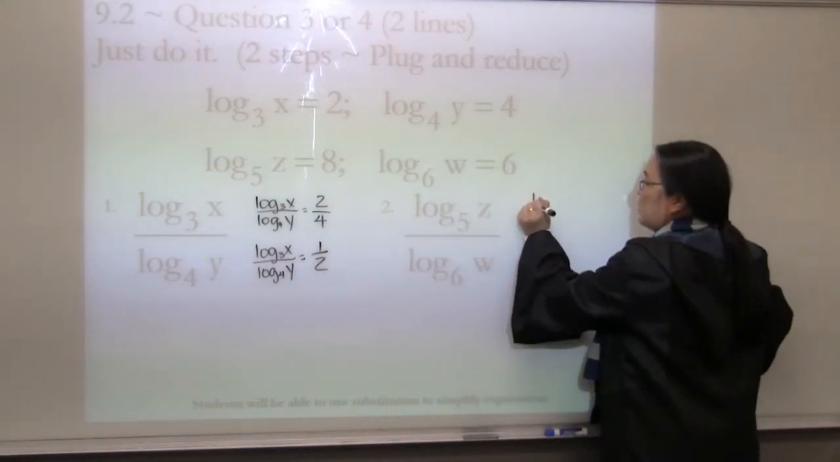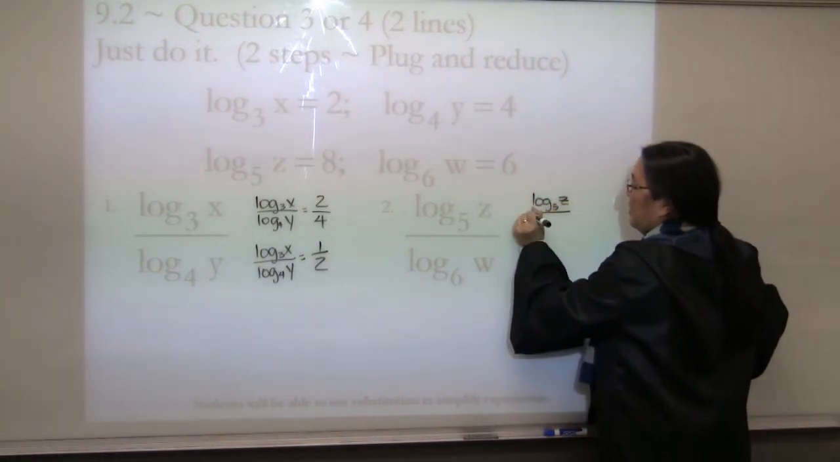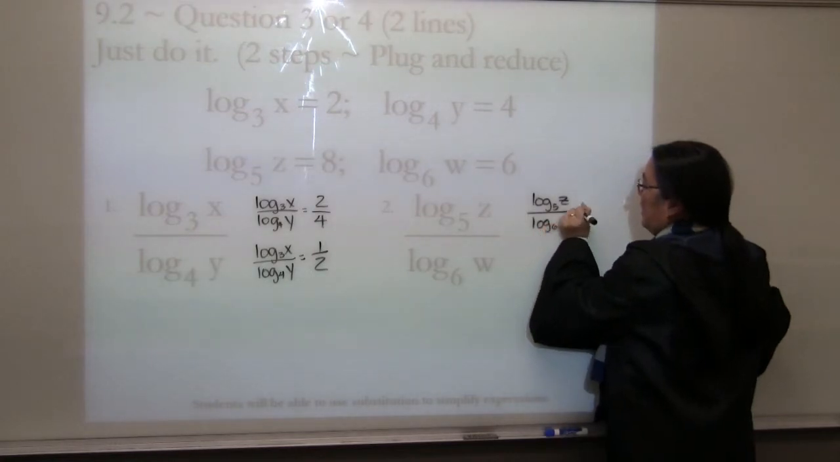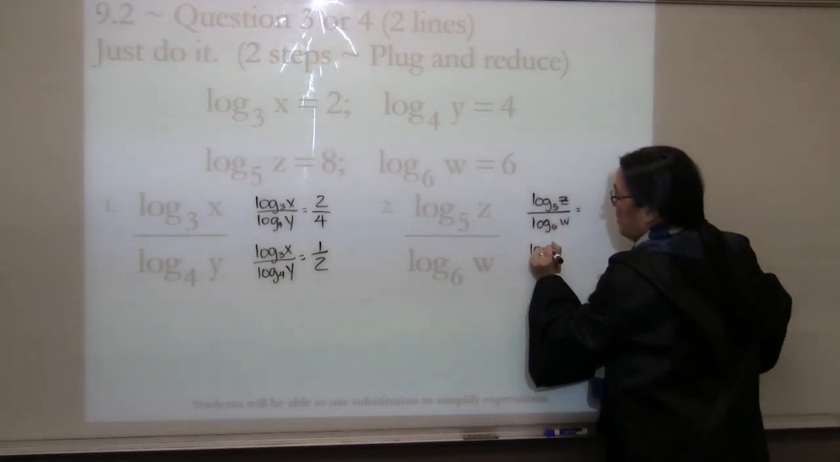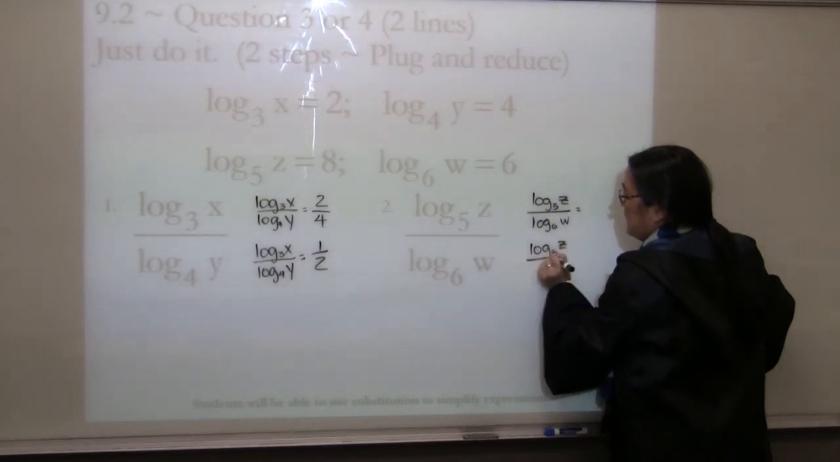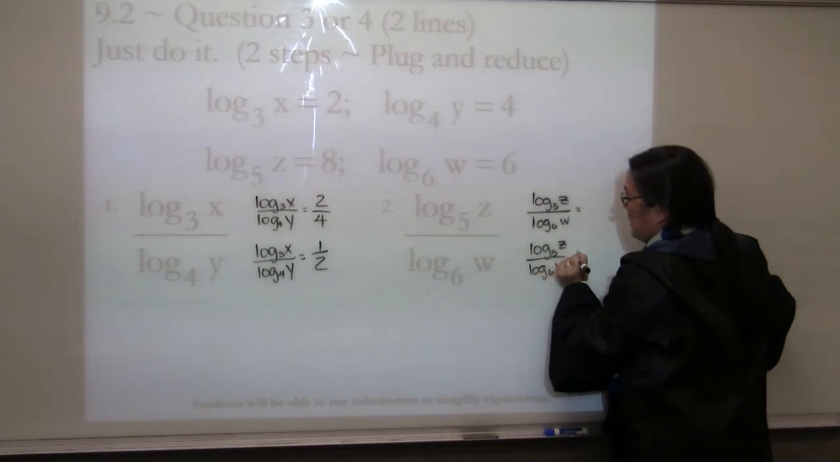All right, question on the left-hand side. Log base 5z over log base 6w. I know I'm going to have 2 steps, so I'm going to write this out twice, because if I forget to write this, I'm going to lose a half credit. That is a silly reason to lose out on a half credit.